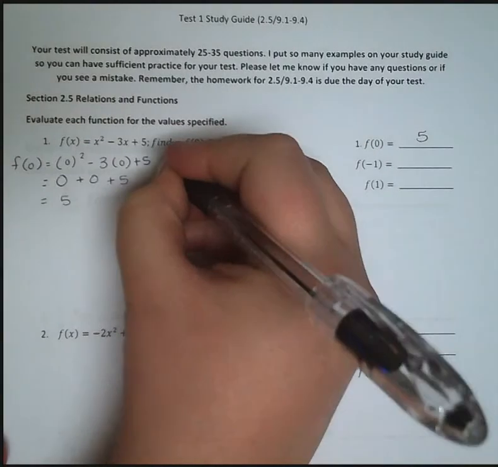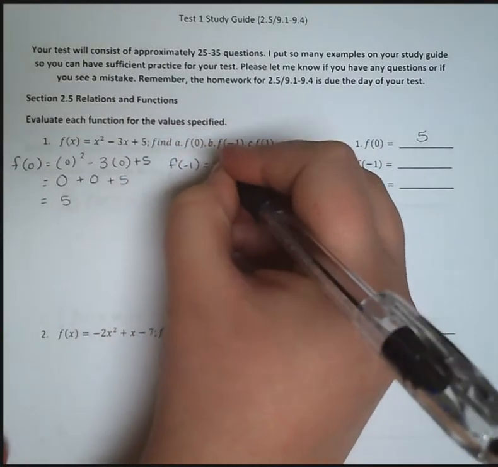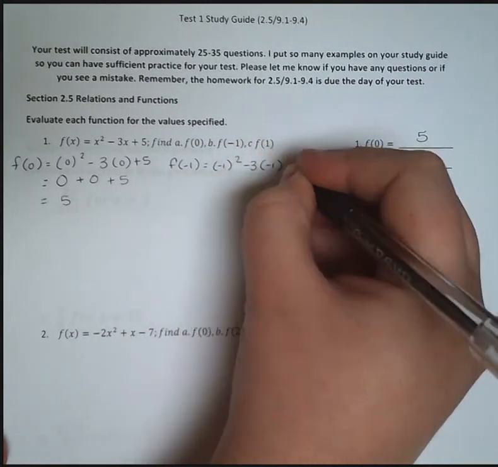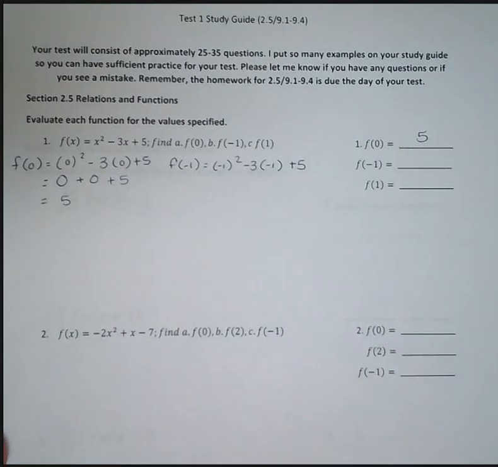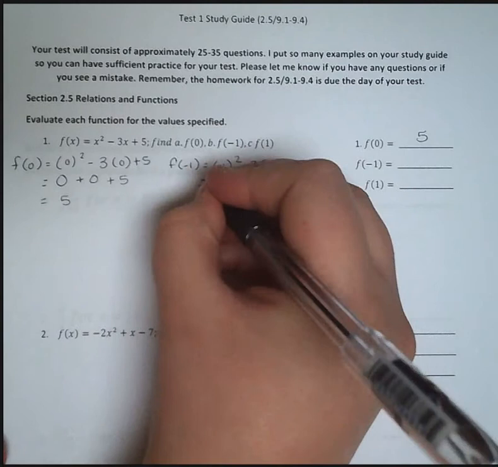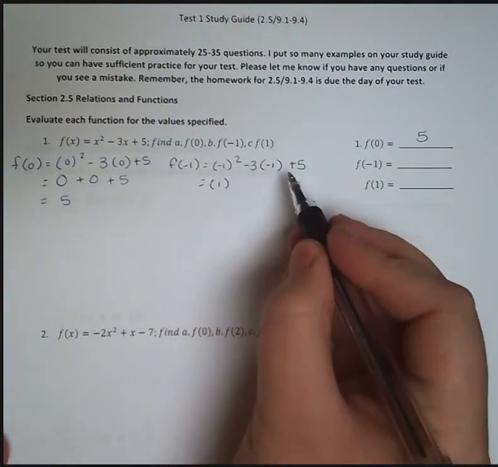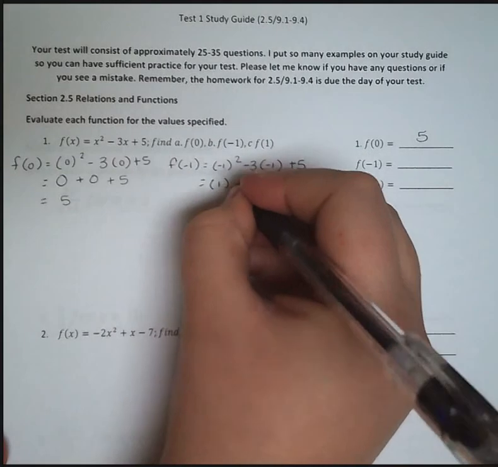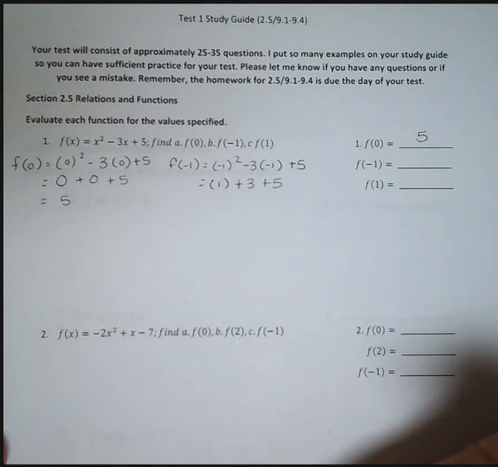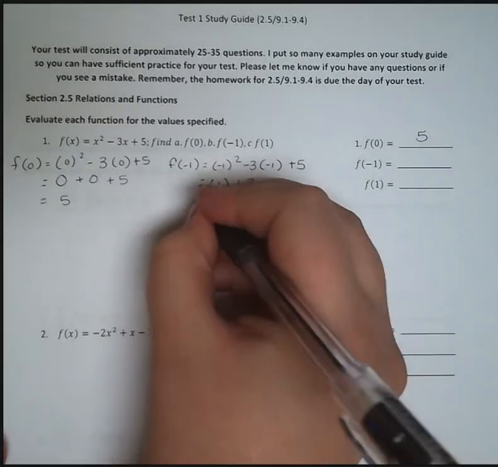Now we have f of -1. So I'm going to plug -1 in place of all of my x values. So -1 squared means -1 times -1, which is +1. -3 times -1 is a +3. Bring down your plus 5. So 1 plus 3 plus 5 is going to give us a 9.